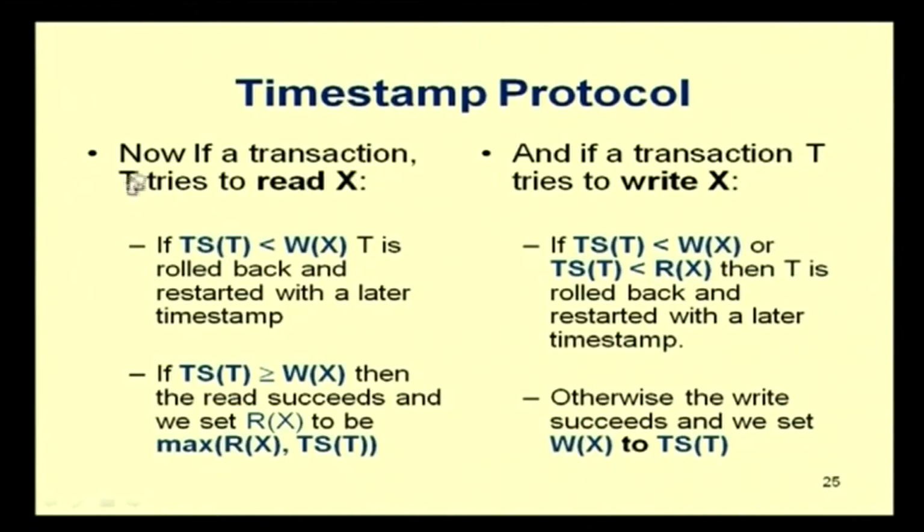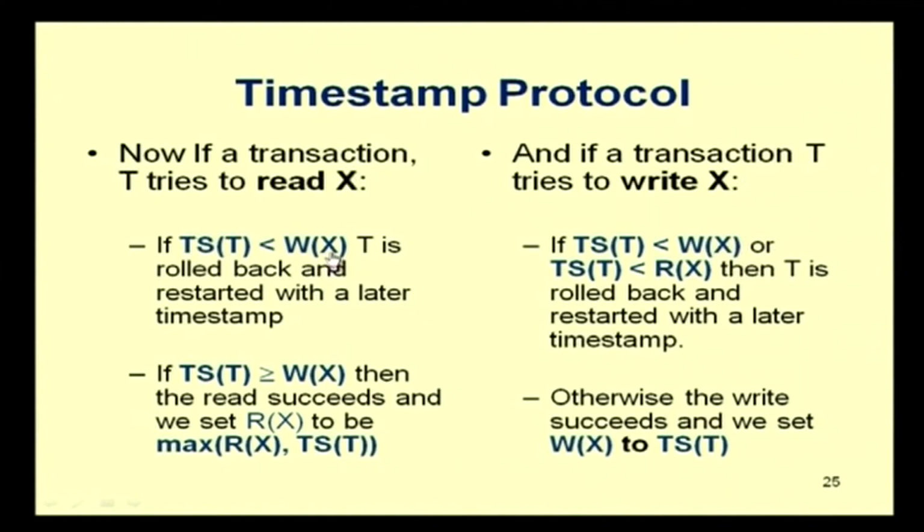Just to remind you, each transaction is associated with a timestamp, and each data item has R of x and W of x, associated with the timestamps of the transactions that last read and last wrote the item x. Now, if a transaction T tries to read x and the timestamp of T is less than W of x, which means that after this transaction started, x has been written by some other transaction, then this transaction is rolled back and restarted with a later timestamp.